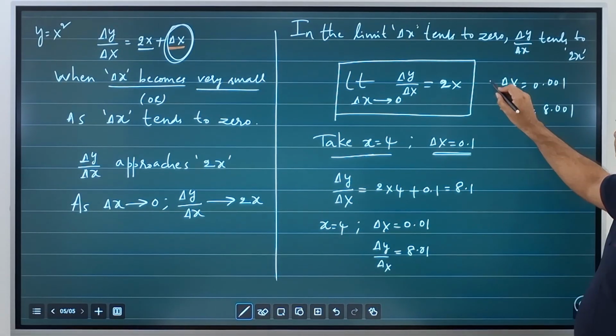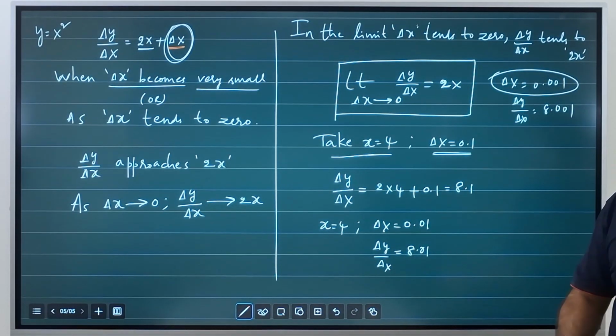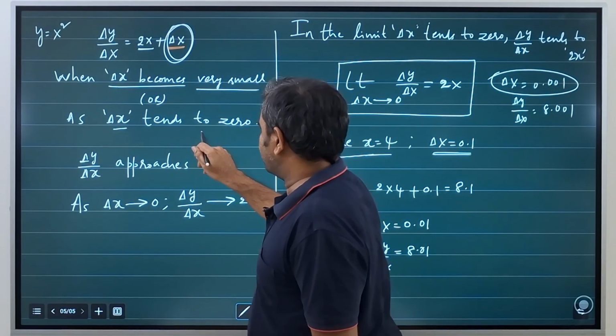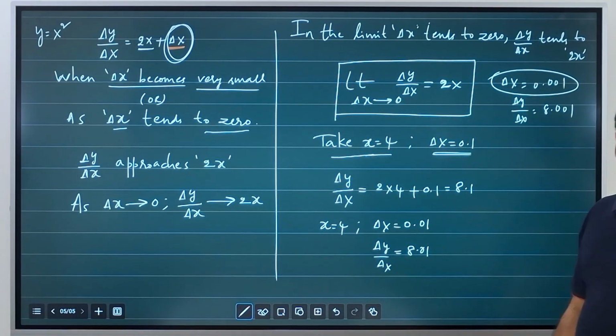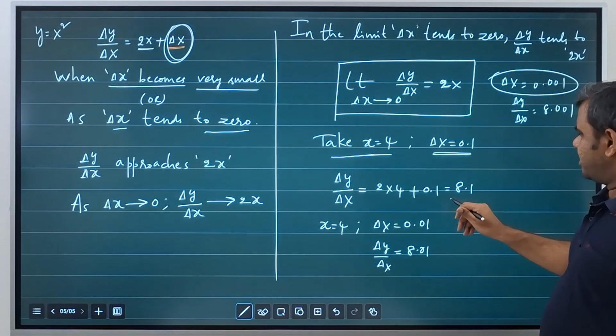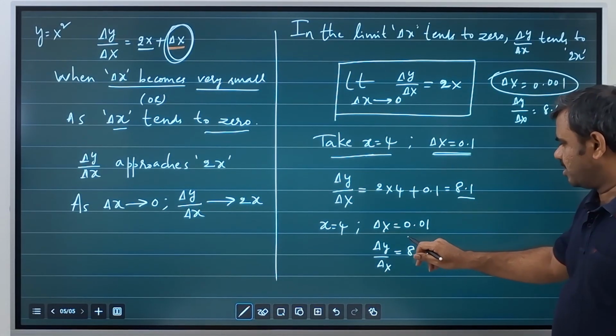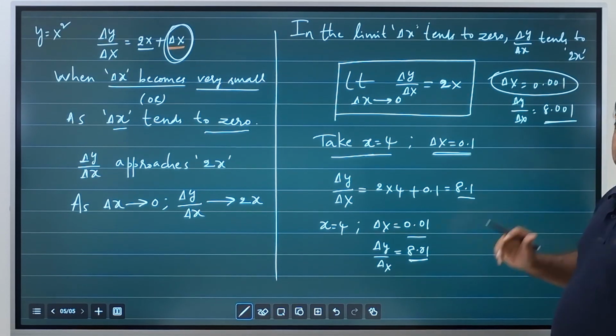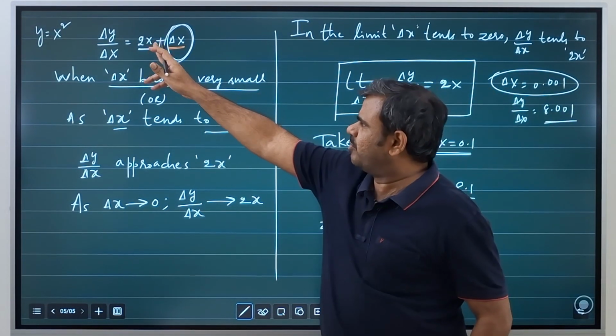So keep decreasing delta x, keep decreasing the interval. When you keep decreasing the interval, delta x is approaching 0. That's what we would say. As delta x approaches 0, you can see that delta y by delta x is coming closer to 8. 8 means 2x, 2 into 4.